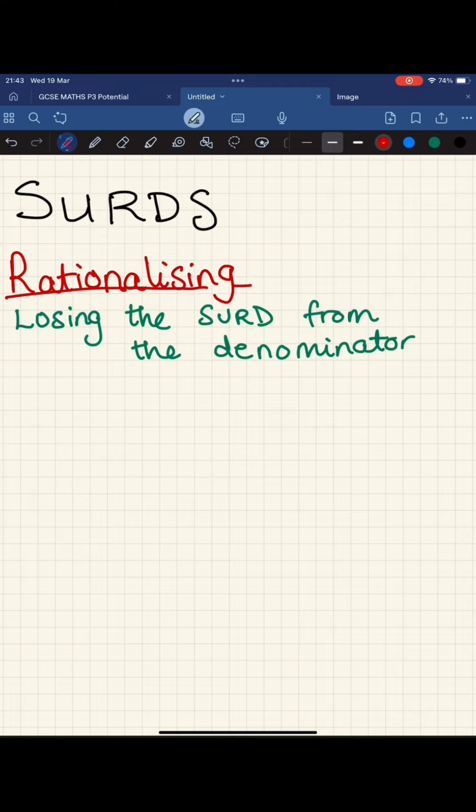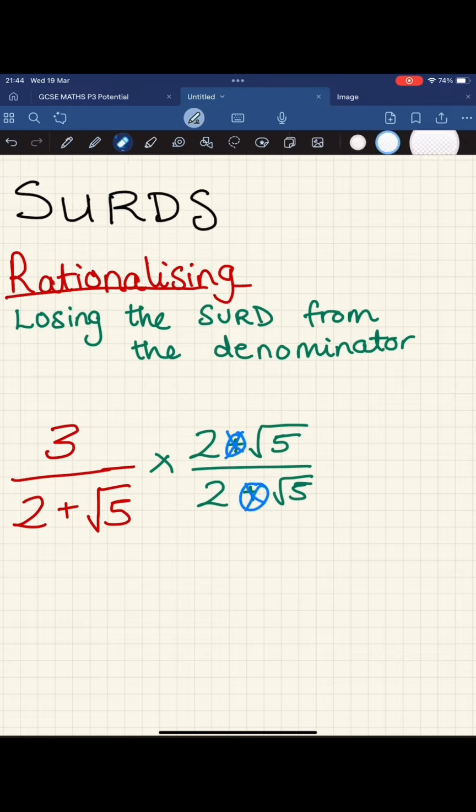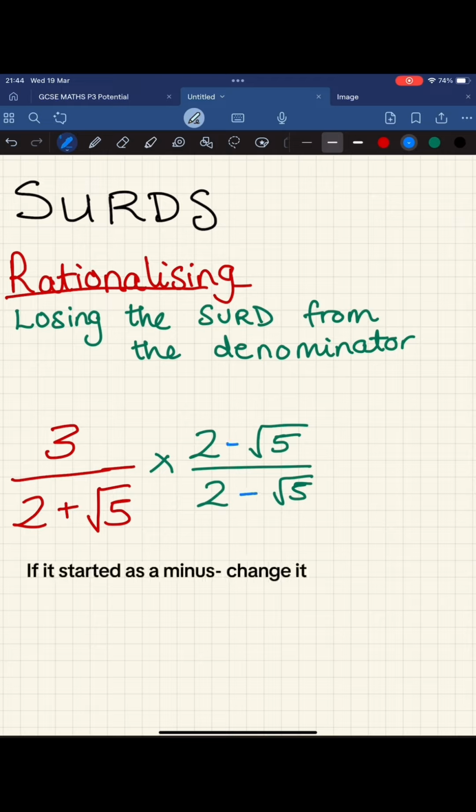The alternative is if we have a denominator which is a whole number and a surd. Here, the bottom of our fraction is 2 plus root 5. So similarly here, we're going to multiply the top and the bottom by the whole denominator. But there's one catch. We're going to change the sign in front of the surd from a plus to a minus. Don't forget to change the sign in front of the surd.